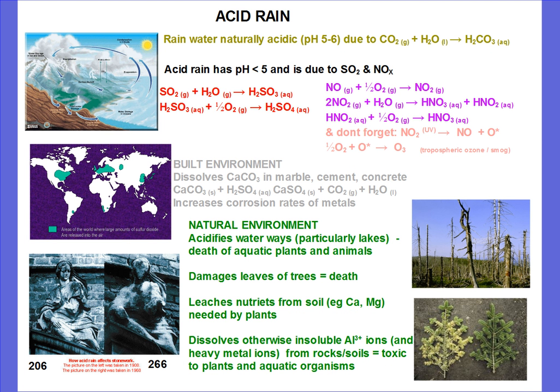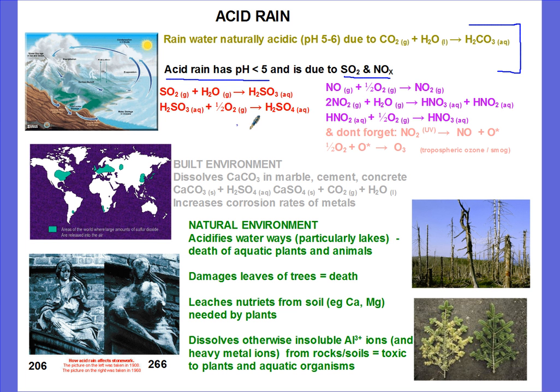And what do these gases do? Well, these gases actually react with water in the atmosphere to produce acid rain. It's very important you're aware that rain is naturally slightly acidic. It's got a pH of about 5 to 6 due to the fact that carbon dioxide dissolves in water to produce carbonic acid. But acid rain by definition has a pH of less than 5, and that's mainly due to sulfur dioxide and nitrogen oxides.